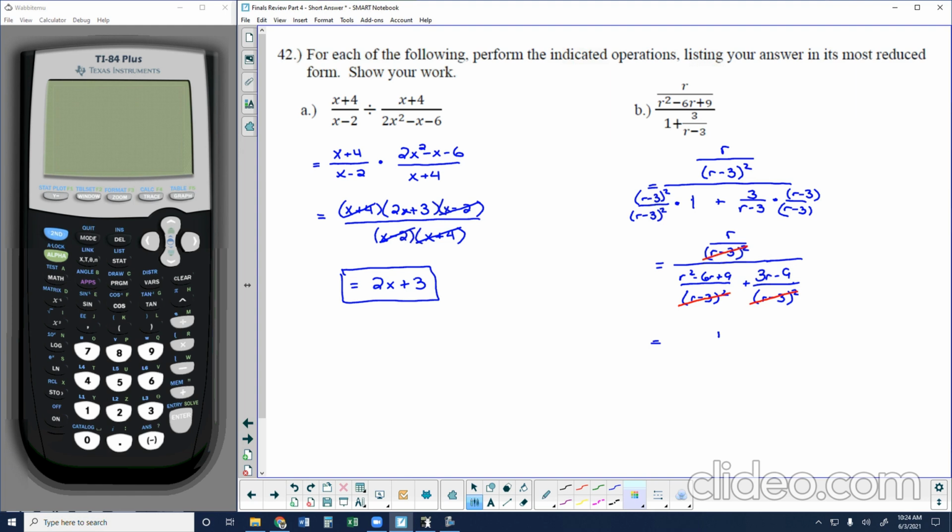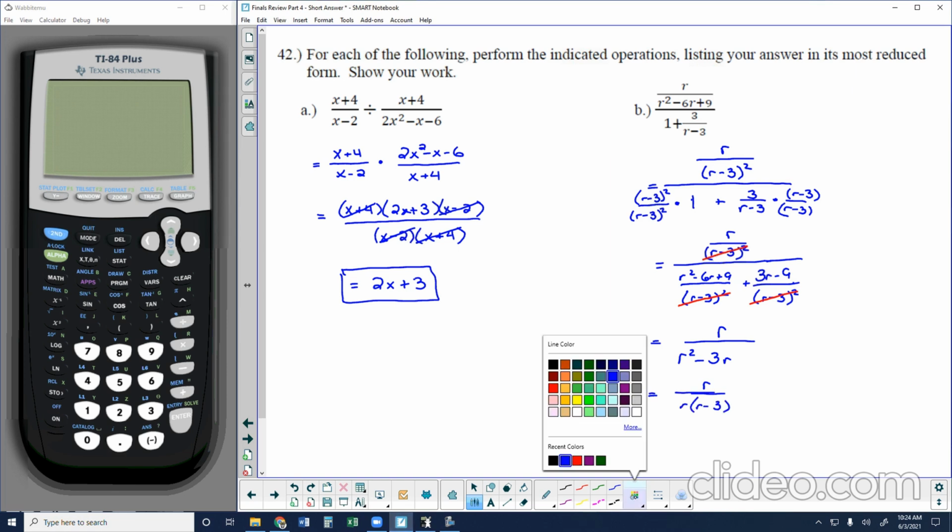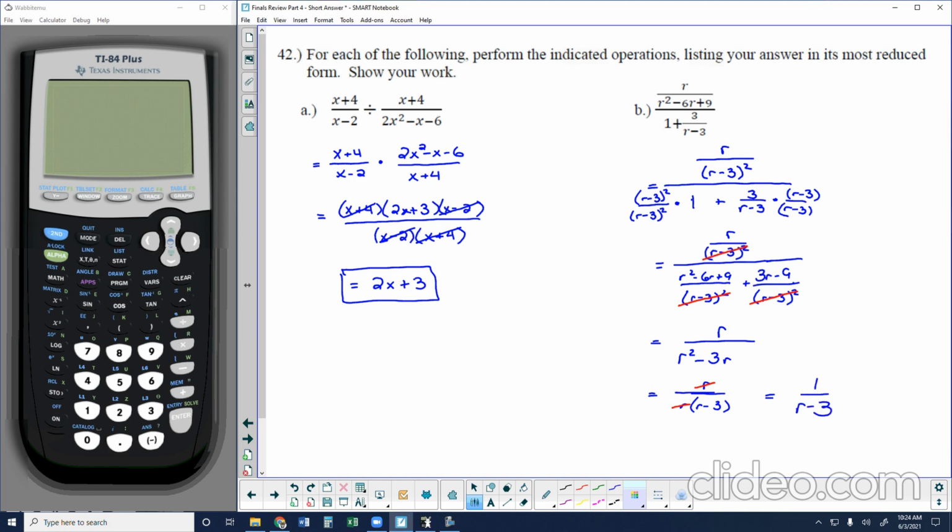So what I would have in the numerator is r. In the denominator, I would have r squared minus, so I'd have a negative 6r plus 3r, so minus 3r. And then positive 9 minus 9, those would cancel out. I can simplify this further by factoring the denominator. So this would be r times r minus 3. Now my r's, common factor in the numerator and denominator, would eliminate, and that would leave me with 1 over r minus 3. This would be the final answer for that evaluation.